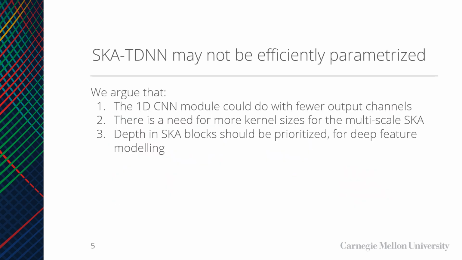We argue that the SKA TDNN may not be efficiently parameterized. The 1D CNN could do with far fewer output channels, and there's need for more predefined kernel sizes for the multi-scale SKA. The depth should also be prioritized.